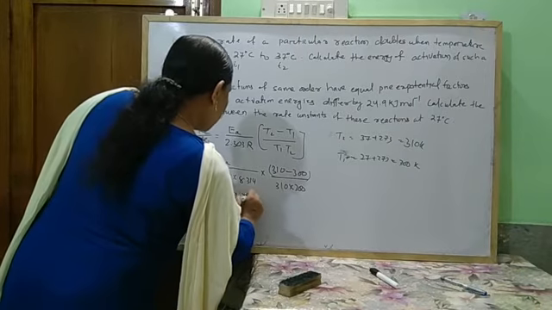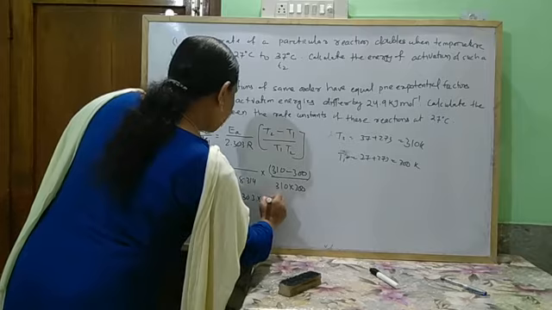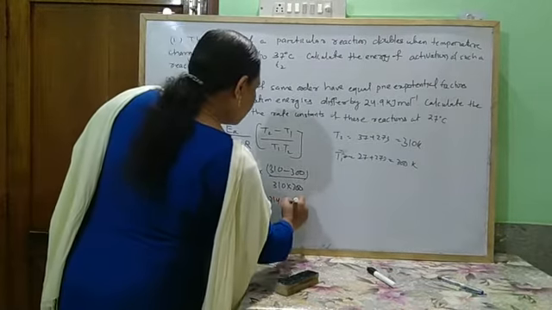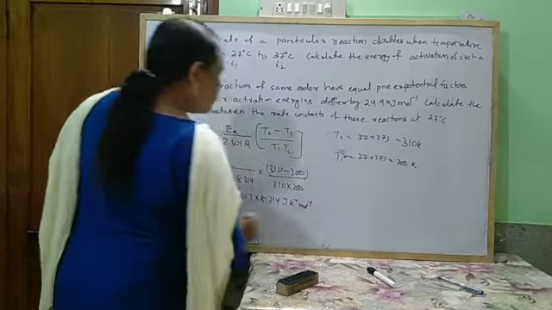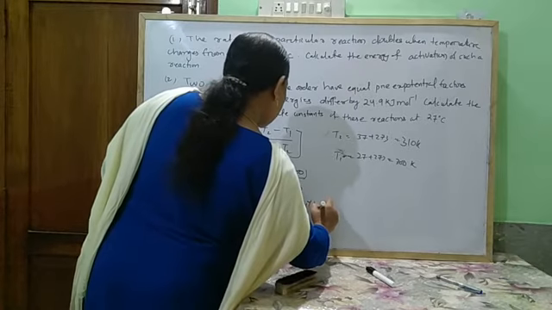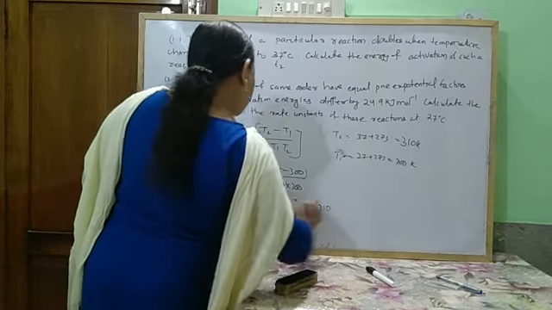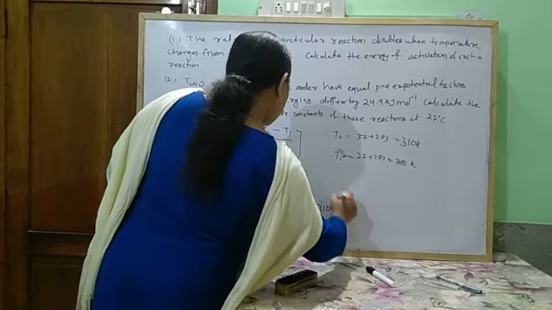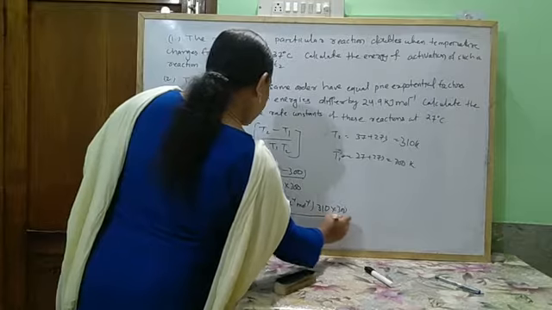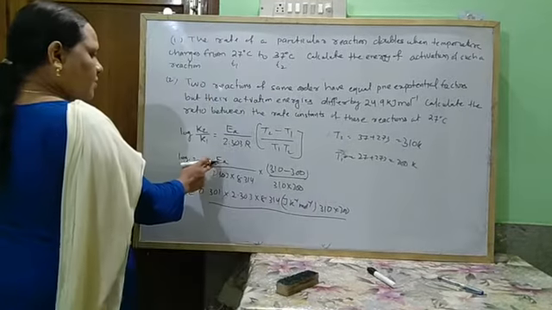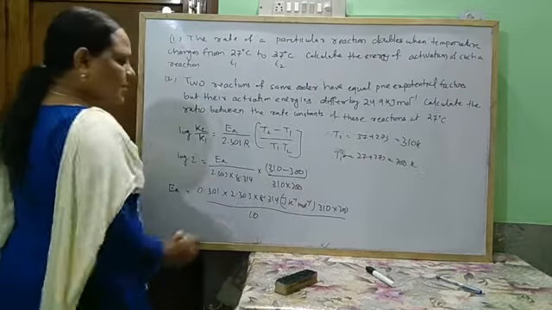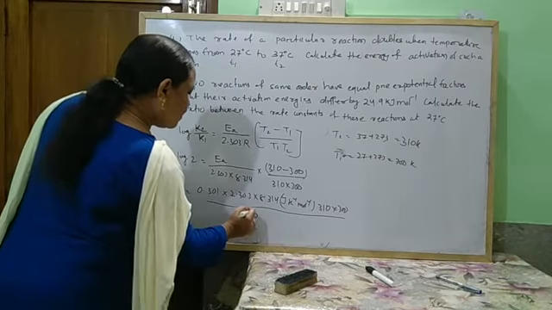0.301 into 2.303 into 8.314. So joule Kelvin inverse mole inverse. This is the unit, and again 310 into 300 divided by... so EA is equal to all this term divided by 10. So this much divided by 10.